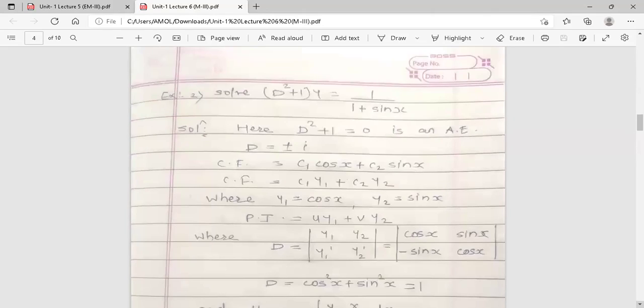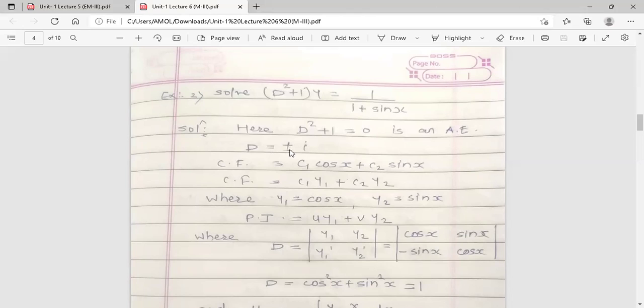Now the second example is here. Solve (D square plus 1) y is equal to 1 upon 1 plus sin x. This is the LD in the form of f of D into y is equal to f of x. Now here D square plus 1 is equal to 0 is the auxiliary equation. Again the factors are here. D square is equal to minus 1, and a square is a negative number, so introduce the imaginary number i square. So the factors are D is equal to plus minus i. So complex roots are there.